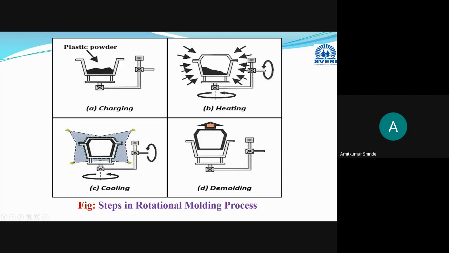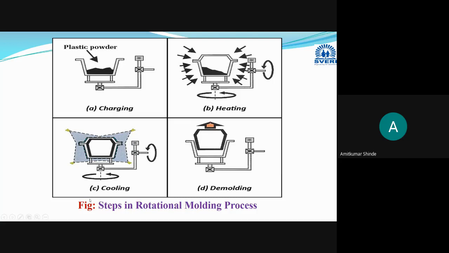And after the cooling, the thermosetting material will get cured, and this mold cavity is removed and the final product is obtained. This removing process is termed the demolding process. Okay, this is our final product here. In this way, with the help of rotational molding, hollow parts can be obtained. Large hollow parts can also be obtained, like water storage tanks.